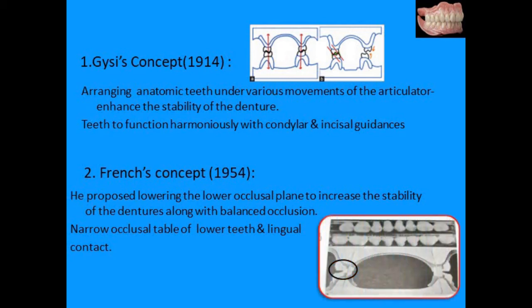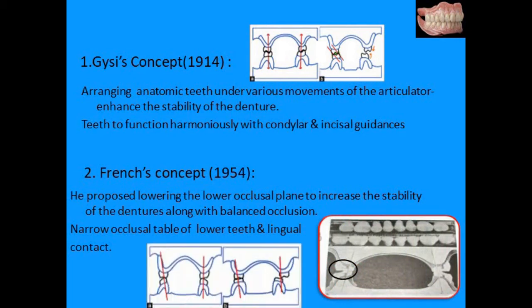So the occlusal table was made narrow, and also there was only lingual contact. So he arranged the upper first premolar with a 5-degree lingual inclination, upper second premolar with a 10-degree lingual inclination, upper molars with 15-degree lingual inclination. So there was a lingual inclination given to the maxillary posteriors so that a balanced occlusion could be developed by the arrangement of teeth on a curved occlusal plane. So the occlusal plane was made curved in order to give a balanced occlusion.